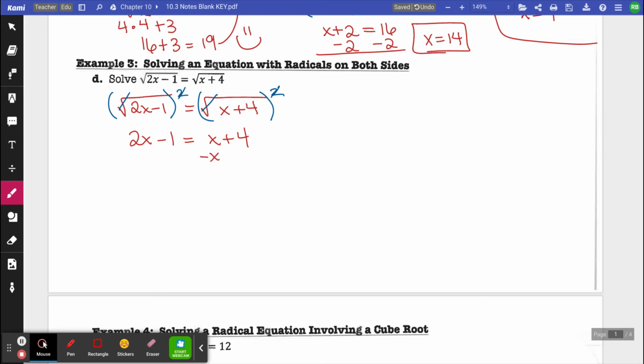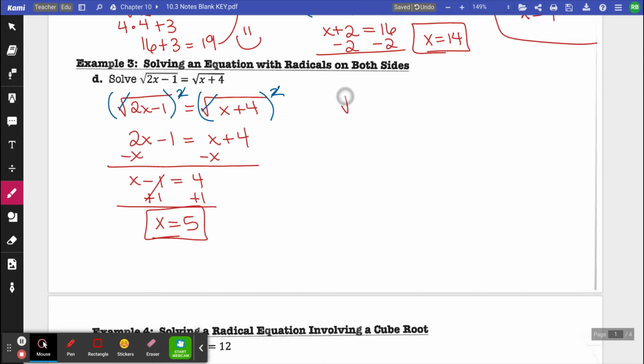I'm going to subtract x. I usually move my variables first before I move my constants. I'm going to add 1. And so then I have x is equal to 5. Now, before you move on, you do have to check your work. So let's check the square root of 2 times 5 minus 1. Does that equal the square root of 5 plus 4? So 2 times 5 is 10 minus 1, that would give you 9. Does that equal 5 plus 4? That's 9. Square root of 9 does equal square root of 9. So we have the right answer.